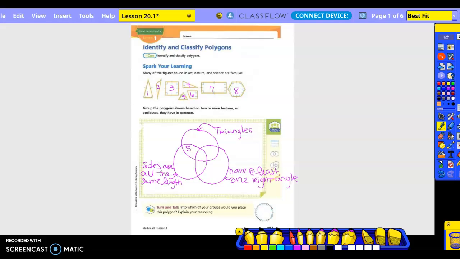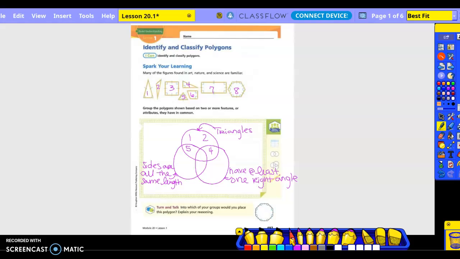All right, so we've already used number 5. What other three were triangles? 1, 2, and 4. Do any of those have at least one right angle? 4. So we're going to put it over here where that overlaps. And the other two triangles are just triangles, right? So 1 and 2. Let's leave a little bit better space so it doesn't look like number 12. So triangle 1 and triangle 2.